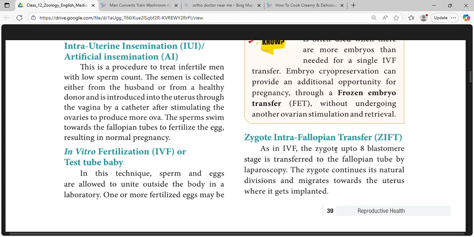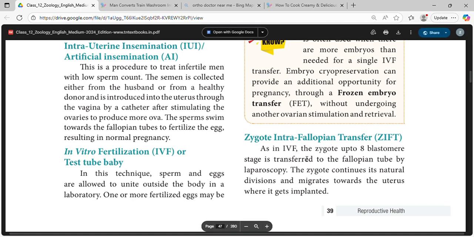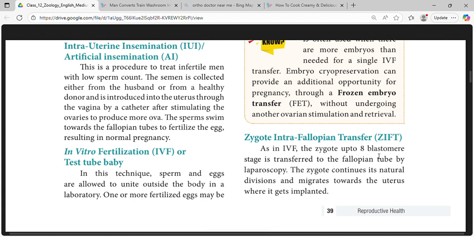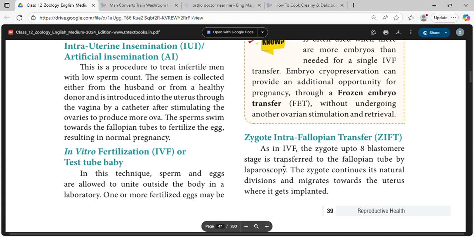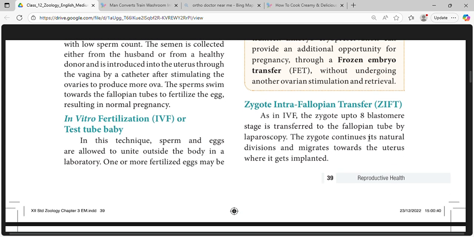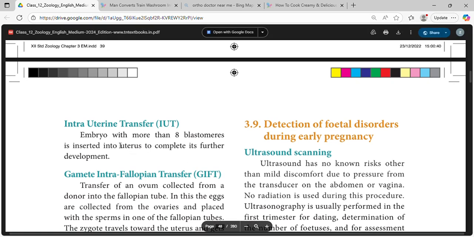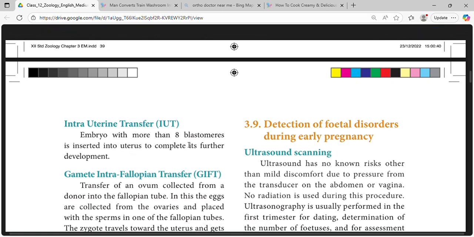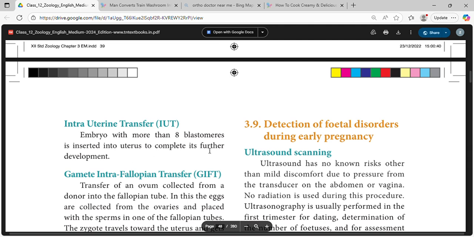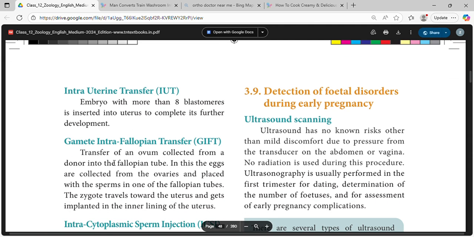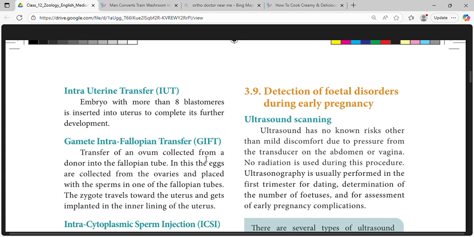Zygote intrafallopian transfer (ZIFT). As in IVF, the zygote up to the 8 blastomere stage is transferred to the fallopian tube by laparoscopy. The zygote continues its natural divisions and migrates towards the uterus where it gets implanted. Intrauterine transfer. An embryo with more than 8 blastomeres is inserted into the uterus to complete its further development.